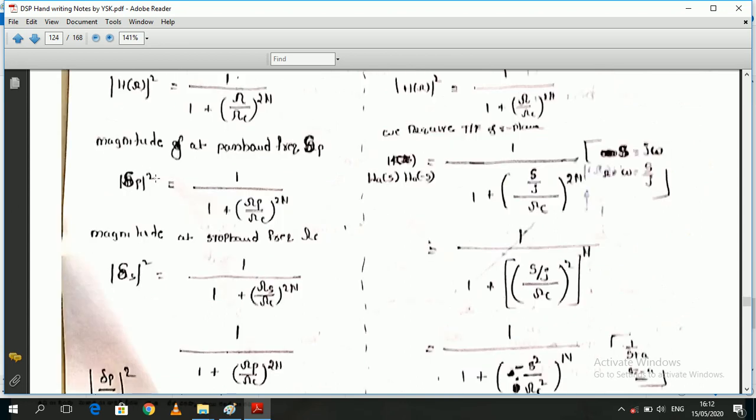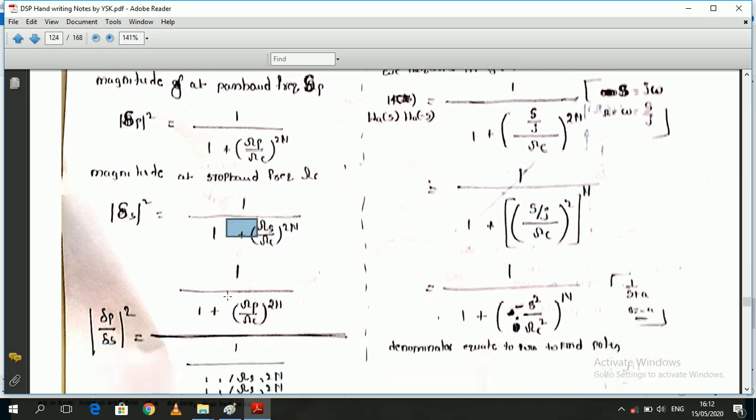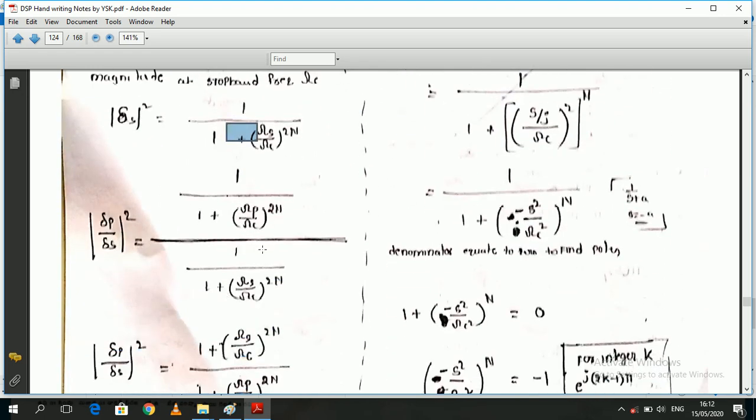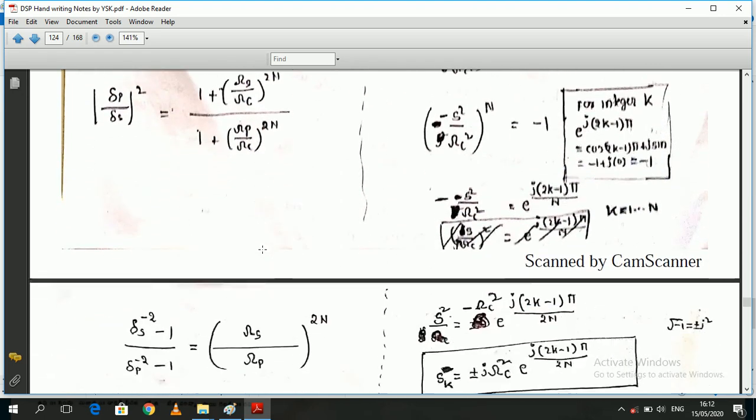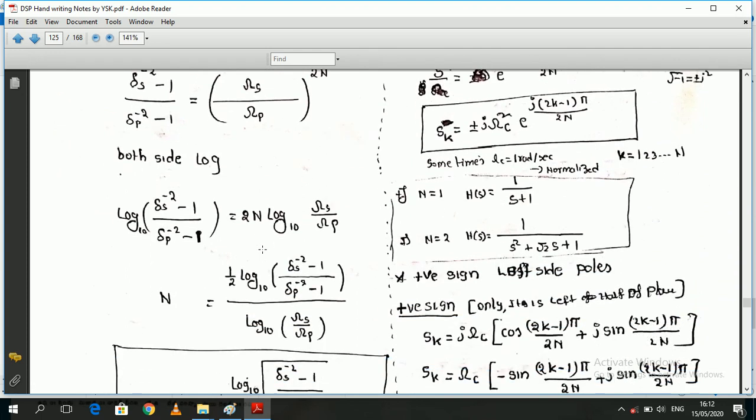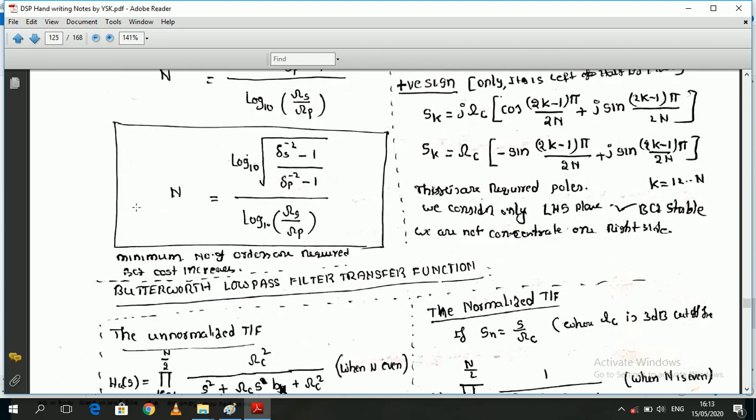Delta p whole squared is equal to 1 by 1 plus (omega p by omega c) to the power 2n. Instead of the normal frequency, we are using the pass band edge frequency. Here we are using the stop band edge frequency. So both terms are divided one by one. Then it is possible to find the n value. Let's pause and observe the calculation. Finally, we get n is equal to log of delta s to the power minus 2 minus 1, and so on. Finally, we get these values, right?